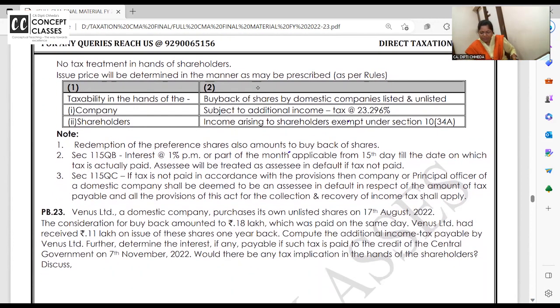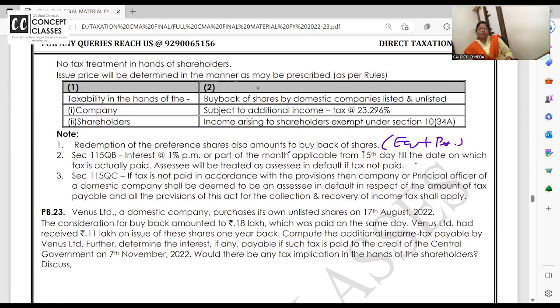Redemption of preference shares also is buyback of shares. Any shares, equity shares or preference shares. If you don't pay the money within 14 days from the date of the transfer amount to shareholder, from 15th day, 1% interest will be charged for each part of the month from 15th day till the date on which it is actually paid.